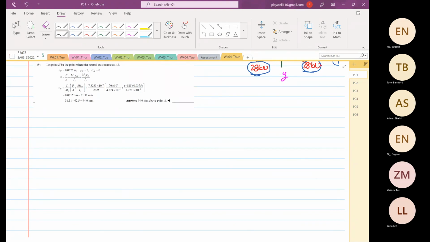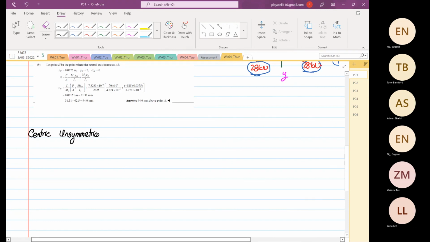So one of the topics students are confused about is centric, symmetrical, unsymmetrical bending. Okay. So we know that the formula that we are using, because it's centric, is stress sigma X is equal to My over Iyy z minus Mz over Izz.